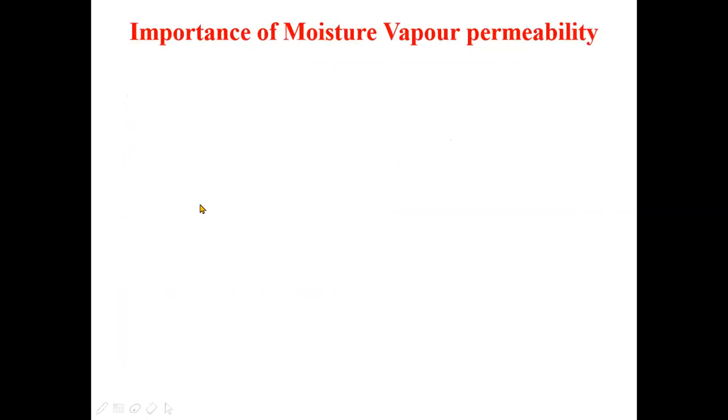Now let us see what is the importance of the moisture vapor permeability. As I have already told you, moisture vapor permeability is perhaps the most important factor which influences the thermophysiological comfort property of a fabric. So let us see how. Now before that, I'd like to mention certain points regarding the thermophysiological comfort.